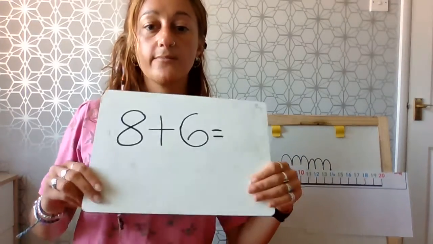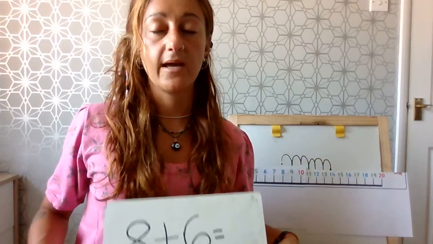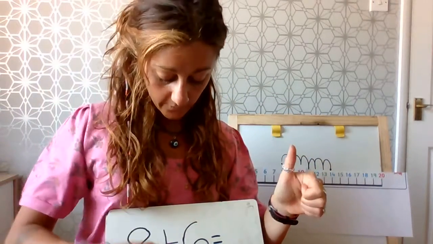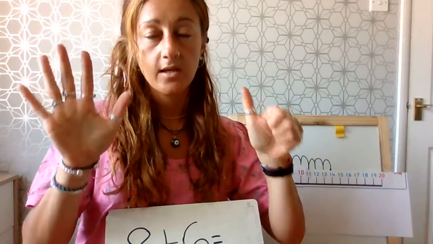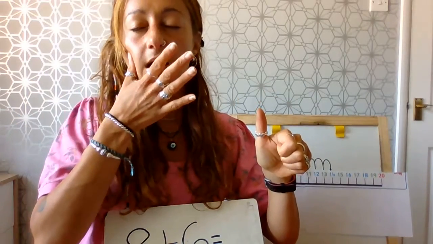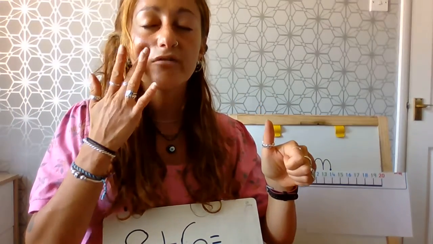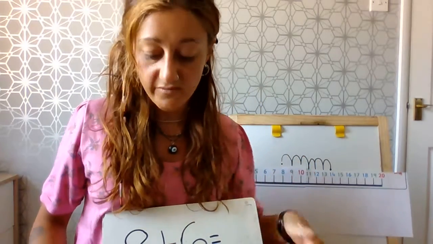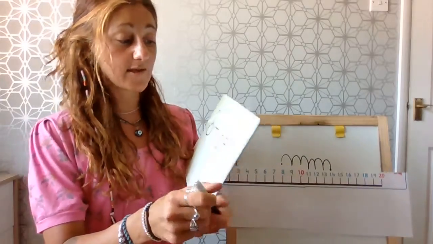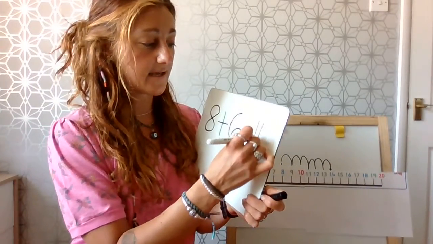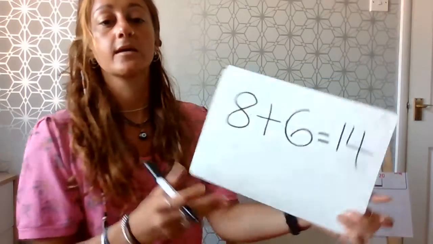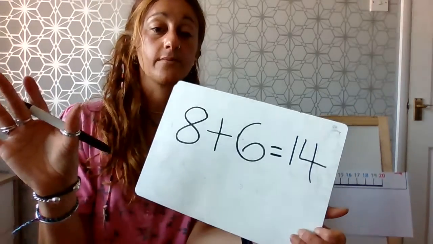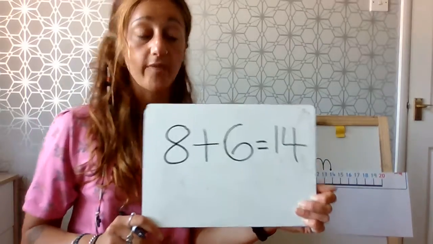14. Did you hear that? Let me show you one more time. So 8, the big number, in my head. Get my 6 fingers up because I'm adding 6. So 8, 9, 10, 11, 12, 13, 14. That was very dramatic of me. 14! So I get the same answer doing it by putting the big number in my head and counting on using my 6 fingers to help me. I hope that makes sense.